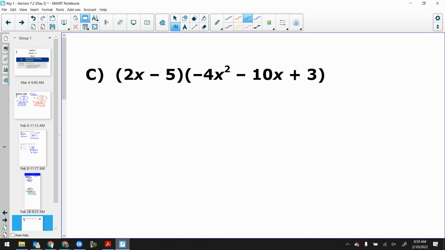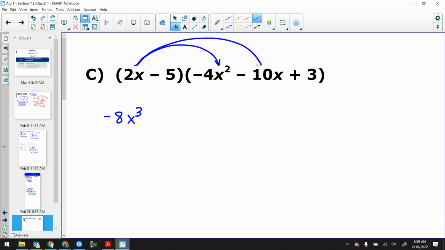Let's take a look at the next one. 2x minus 5 times negative 4x squared minus 10x plus 3. All right. So let's distribute in. 2x times negative 4x squared. All right, so negative 8. 2 times negative 4 is negative 8. X to the third.